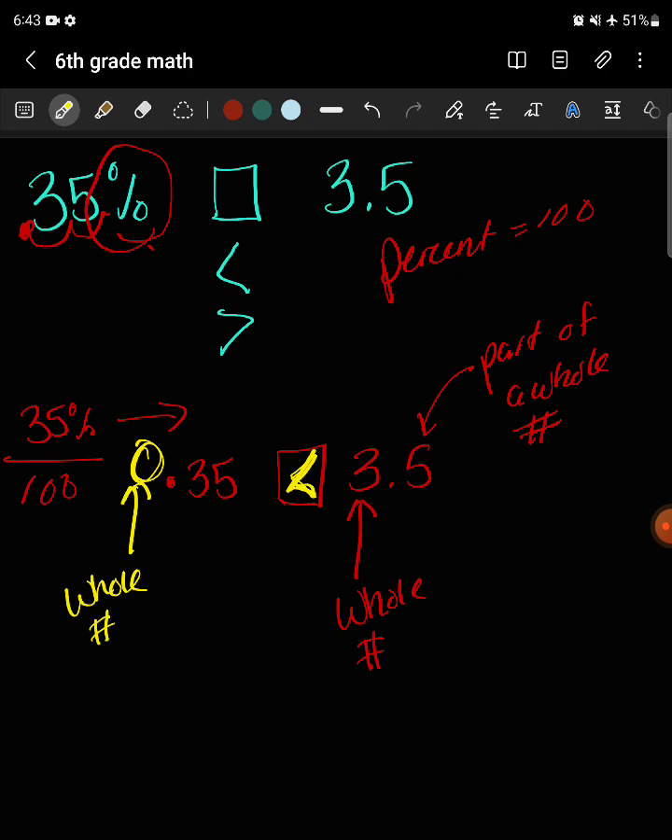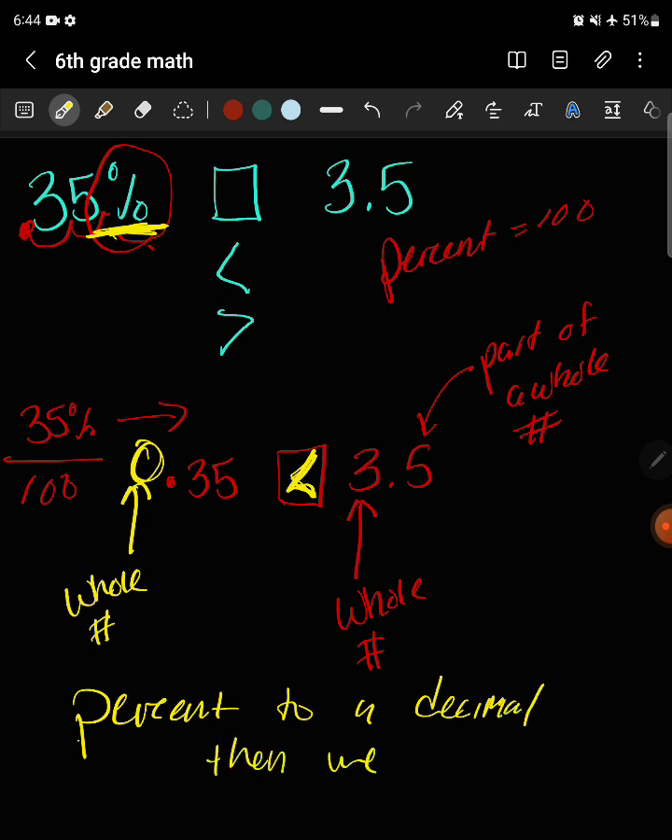All right. So I want to just review that a little bit. I want you guys to make sure that when you're doing this problem, we realize that we are going from a percent to a decimal. And then we compare by using inequalities.